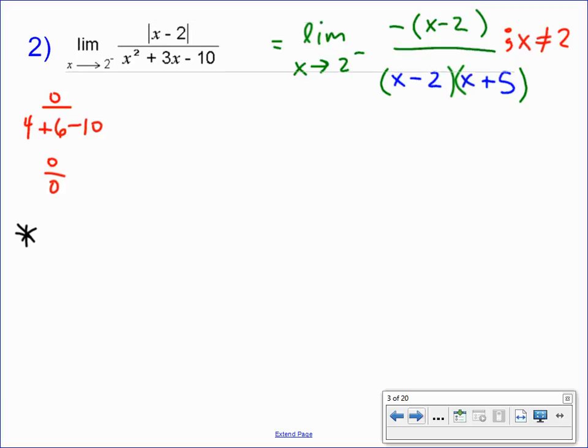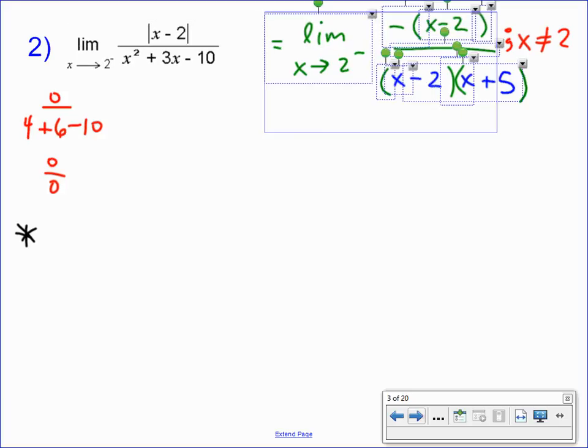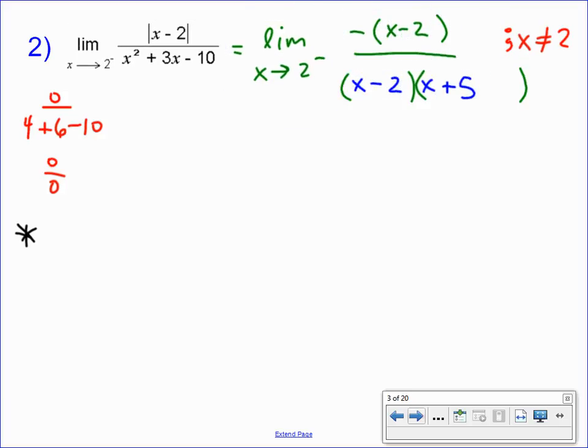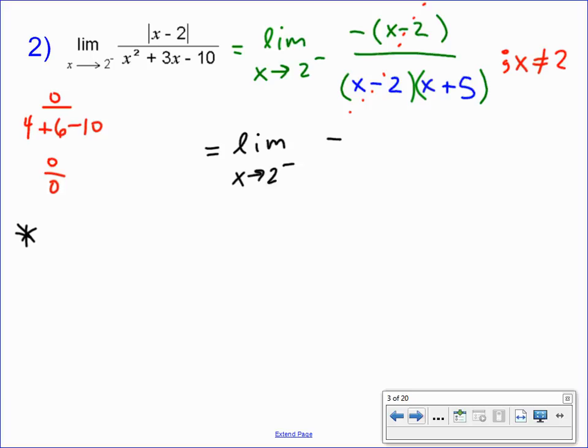Because we're evaluating a limit and x does not equal 2, I can now play my favorite game, the cancel game, and rewrite the limit expression. So we're left with the limit as x approaches 2 from the left-hand side of negative 1 over the quantity x plus 5. Now is my x value of concern in the domain of my rewritten expression, Annika?